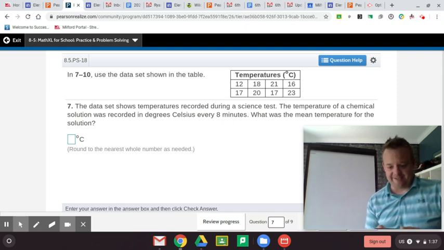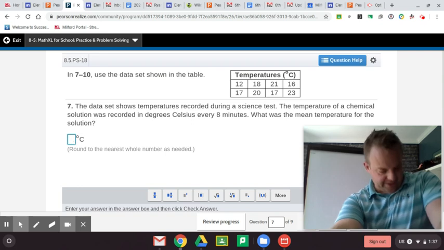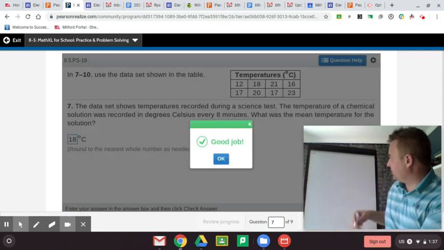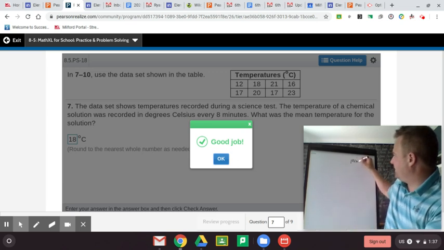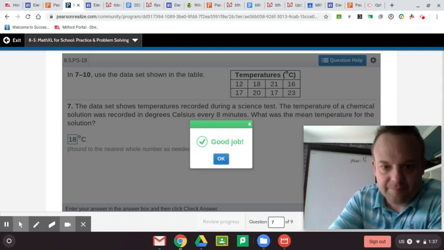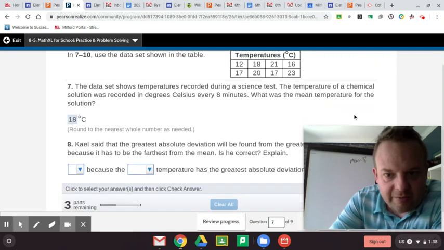I'm going to add these up and divide by however many there are. I'm going to pause it. So I added them up, divided by 8, and I got 18 as my mean here. So I suggest writing mean is 18. And now that we have the mean is 18, we can do this.